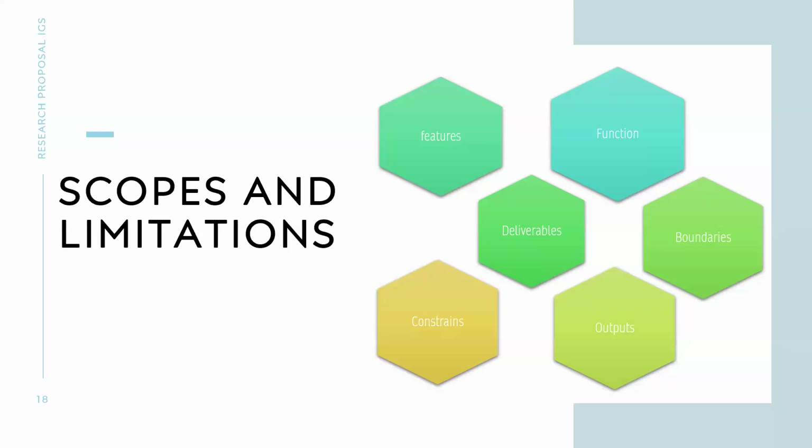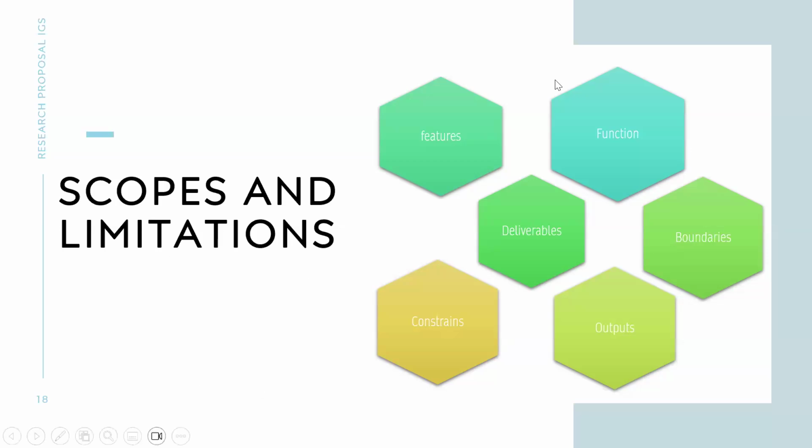So the justification is based on probably the limitation in terms of hardware that you're using, material that you're using, or you have to put some boundaries to it. For example, this is the allowable frequency by a certain authority. So you have to justify it in your proposal.